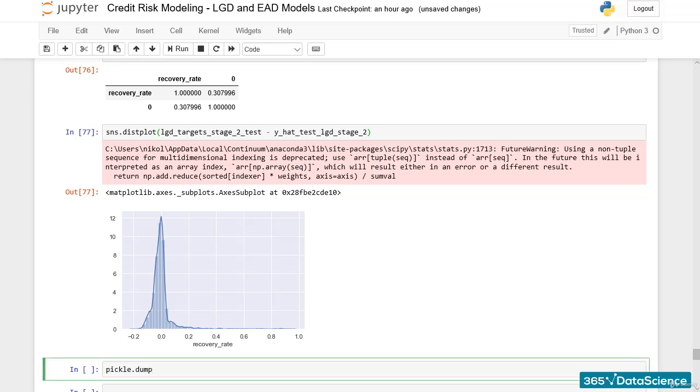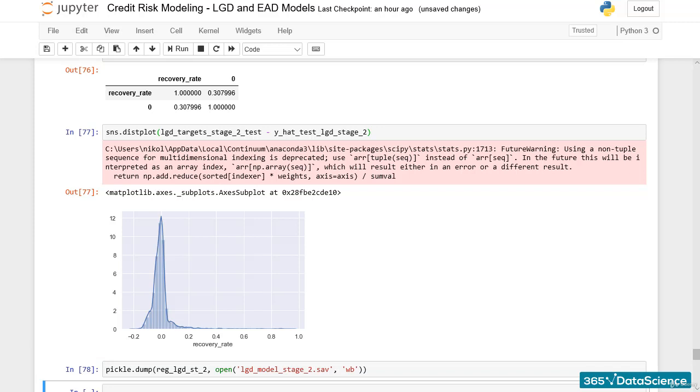Remember, we use the pickle package. We apply the dump method on the regression LGD stage 2 object containing the model. We'll save it in a file named lgdmodelstage2.sav. Don't forget to specify the write bytes mode here.